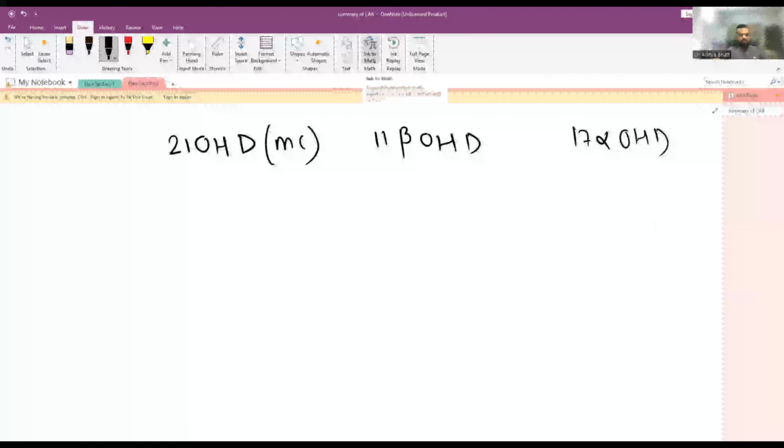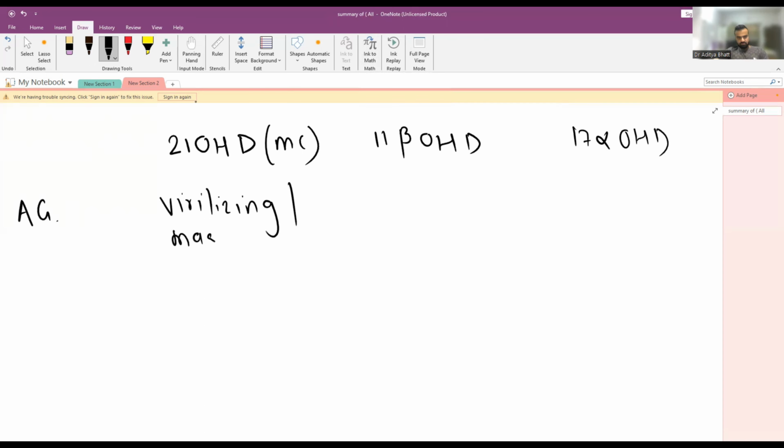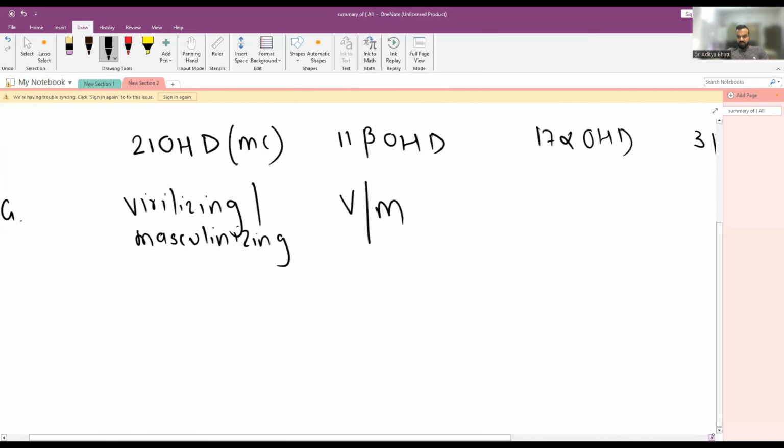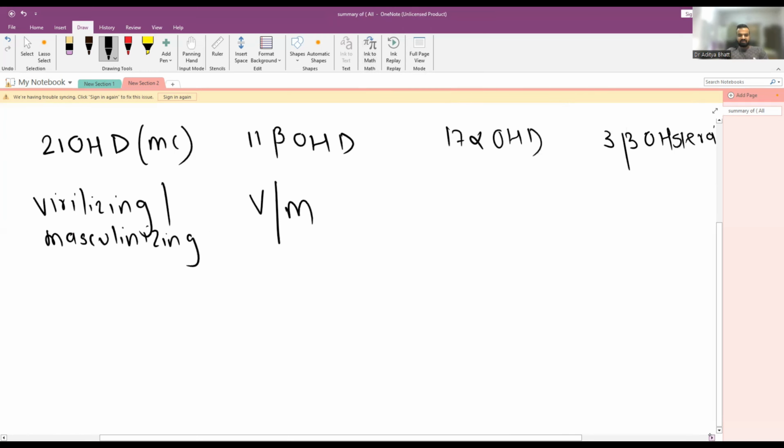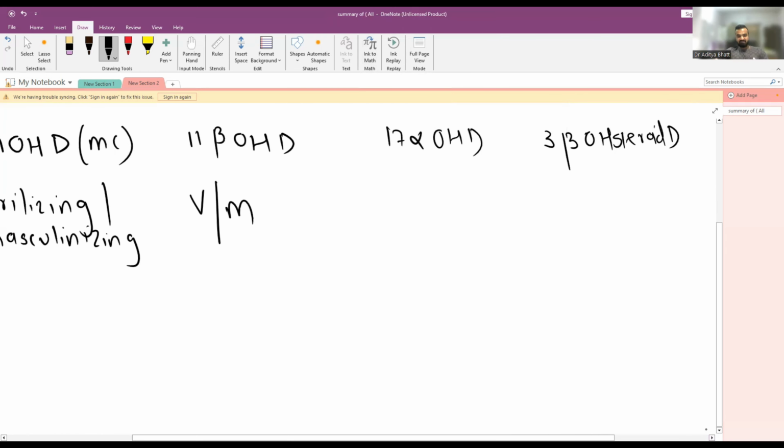Now, the next question is, what is the pattern of ambiguous genitalia? The 21 OHD is virilizing or masculinizing. 11 beta OHD is also virilizing and masculinizing. The 17 alpha and the 3 beta, both of them are feminizing.